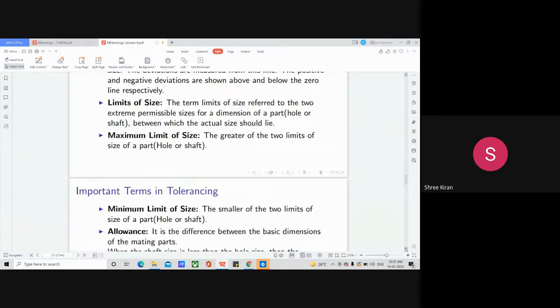When we say limit of size, it is between the two dimensions. Then comes the maximum limit, the greater of the two limits of size of the hole or shaft.